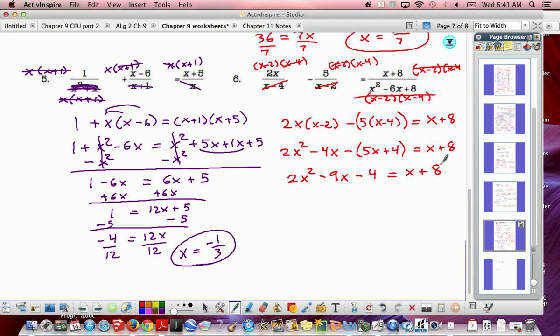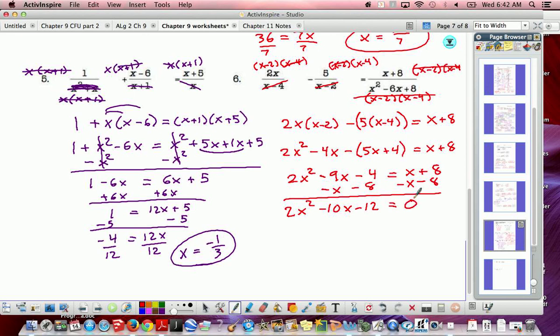Now I still have a squared. So when I see a squared, that means I have to solve it either by factoring, completing the square, or quadratic formula. So in order to use those formulas, I have to get it equal to 0. So I'm going to do two steps at once. I'm going to subtract x and subtract 8 at the same time. So I have 2x squared minus 10x minus 12 equals 0.